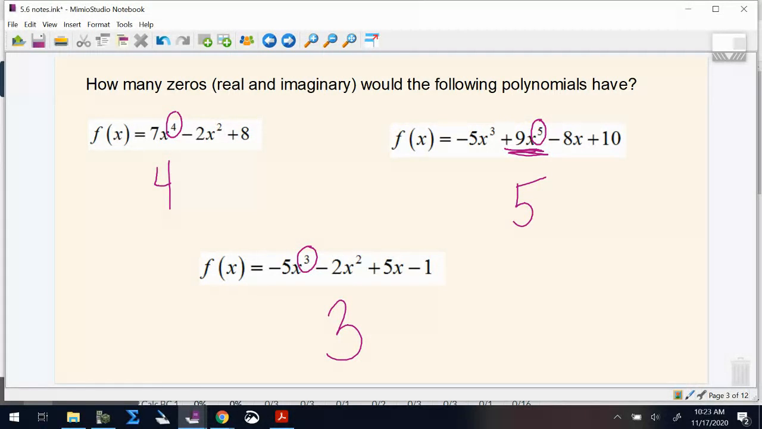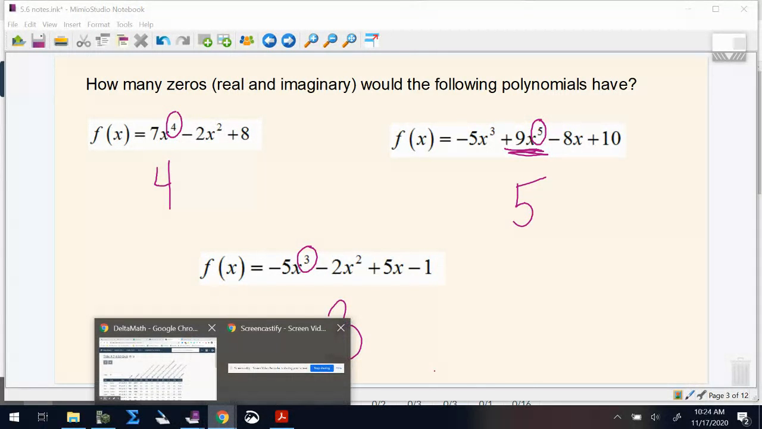Now, those total zeros could be real and could be imaginary based on what I see when I graph it. So you're going to start each of these problems by looking at a graph and seeing how many times it crosses the x-axis, how many are real, how many are imaginary. So that gives you a little introduction. I'm going to do the examples in the next video, but this gives you an idea of what we're looking for today.